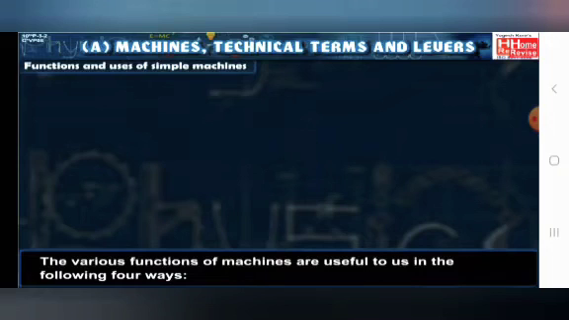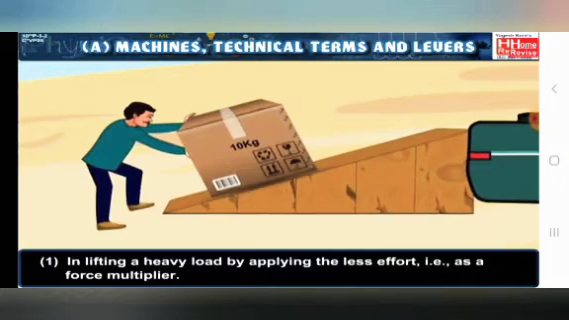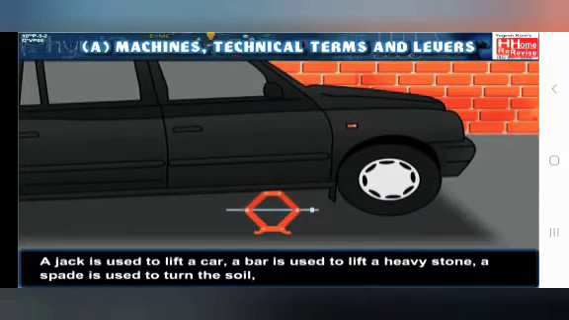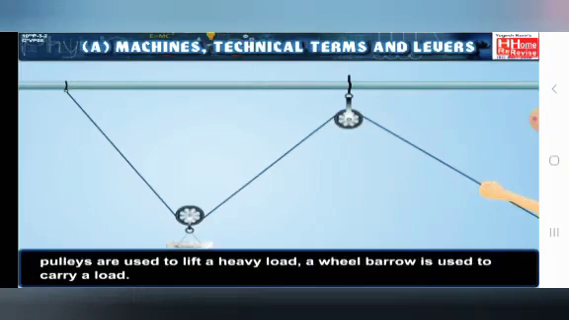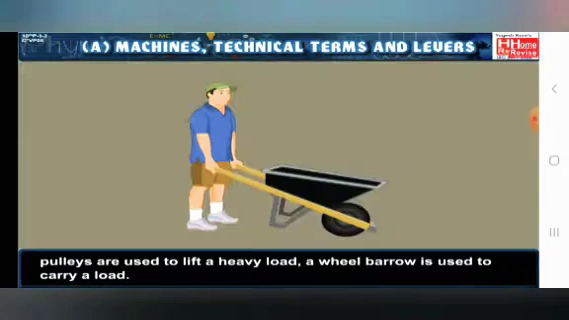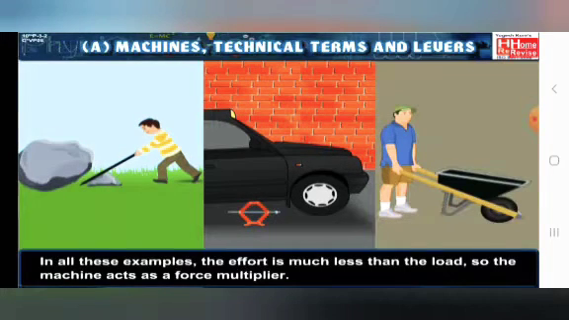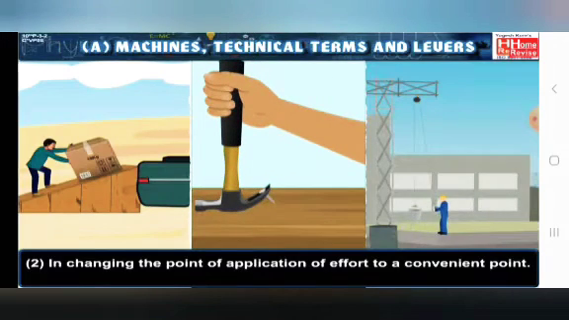Functions and uses of simple machines. The various functions of machines are useful to us in the following 4 ways. 1. In lifting a heavy load by applying less effort, that is, as a force multiplier. Examples: a jack is used to lift a car, a bar is used to lift a heavy stone, a spade is used to turn the soil, pulleys are used to lift a heavy load, a wheelbarrow is used to carry a load. In all these examples, the effort is much less than the load, so the machine acts as a force multiplier.